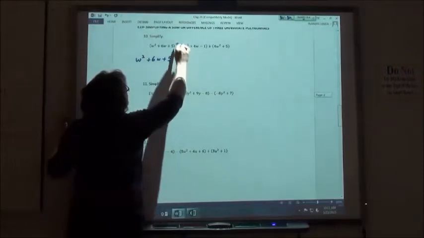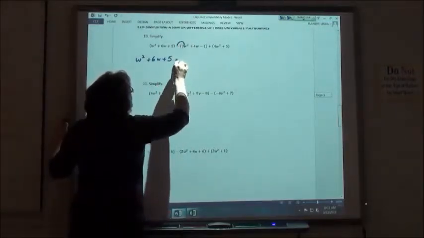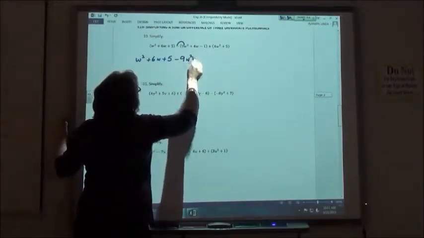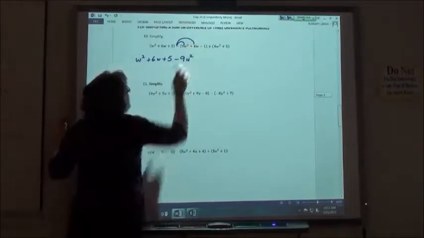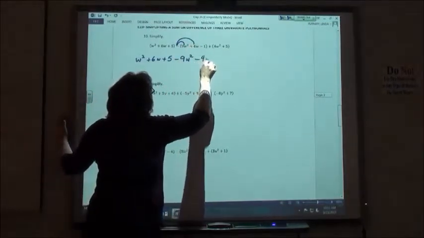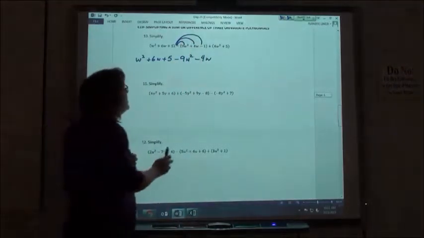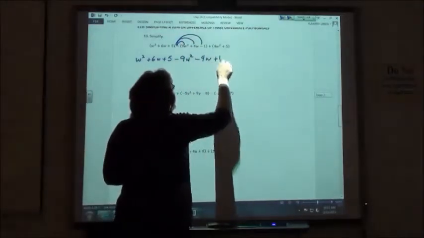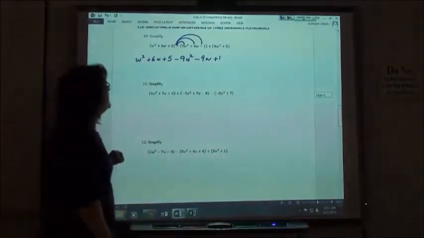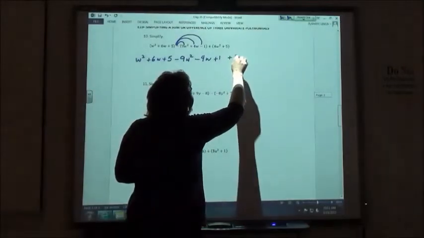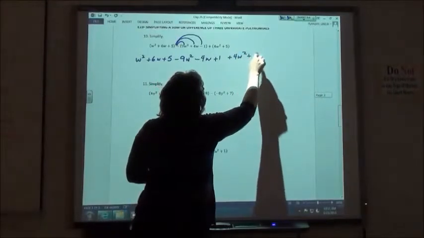Here I have that negative. So negative times a positive makes that negative 9W squared. Negative times a positive makes that a negative 4W. Negative times a negative, going to change that to a plus 1. Last set has the plus sign in front, so that just stays positive 4W squared plus 5.